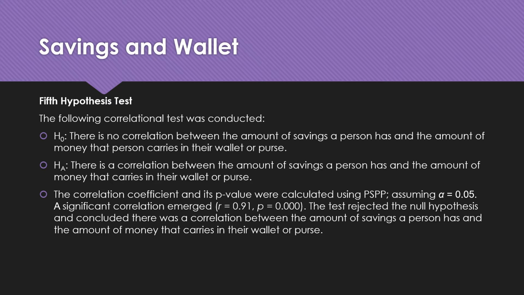The fifth hypothesis tests the relationship between the variables savings and wallet. The null hypothesis claims that no relationship exists between savings and wallet. The alternative hypothesis claims that there is a relationship between savings and wallet. After running the data through PSPP, a significant correlation was identified. The correlation coefficient was 0.91. The null hypothesis was rejected, and the alternative was accepted. A strong positive linear correlation exists between savings and wallet.